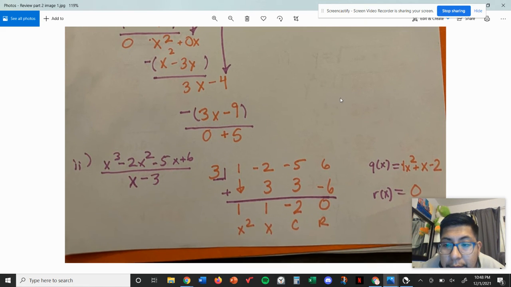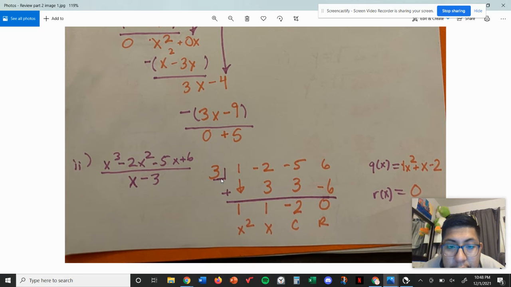The synthetic, I feel like I can move a little quicker for this one. Just write out all the coefficients. There's no placeholders for this one. It goes from the power of 3 to a constant. The divisor is x minus 3. So when you do synthetic, you would write a positive 3, right? The coefficients were 1, negative 2, negative 5, 6.